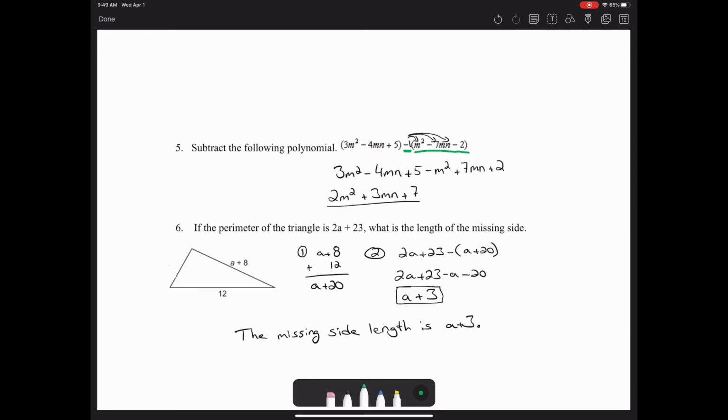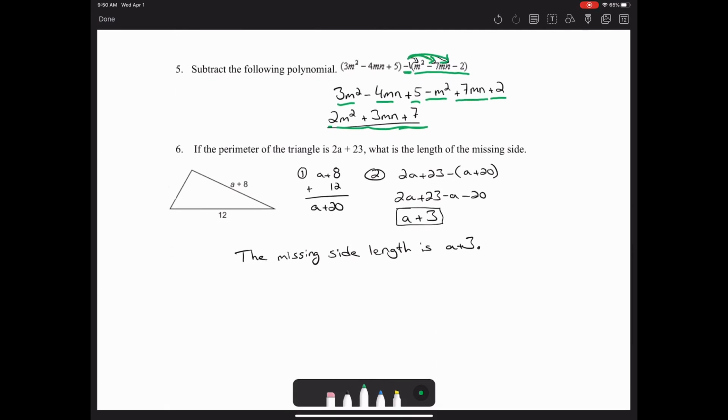So when I write it again, I write out my first one, and then -1 times the positive m squared, so I get -m squared. This one here is plus 7mn, and then the last one +2. Now just combine like terms, and I get 2m squared plus 3mn plus 7.